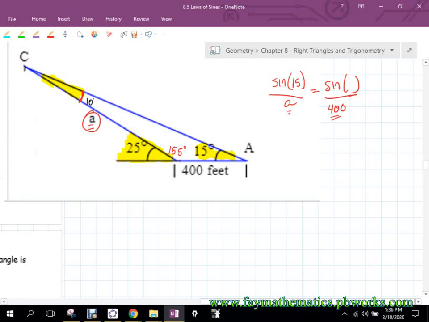Okay? So that's why back in, I don't know, chapter 3 maybe, we were learning that kind of stuff, so that when we get to this point, I can find that 10 much quicker than saying 155 plus 15 is 170, 180 minus 170 is 10. Okay? So now 10 goes right there, correct? Do you have enough now to solve for A? So let's cross multiply. I get A times sine of 10 is equal to 400 times sine of 15.